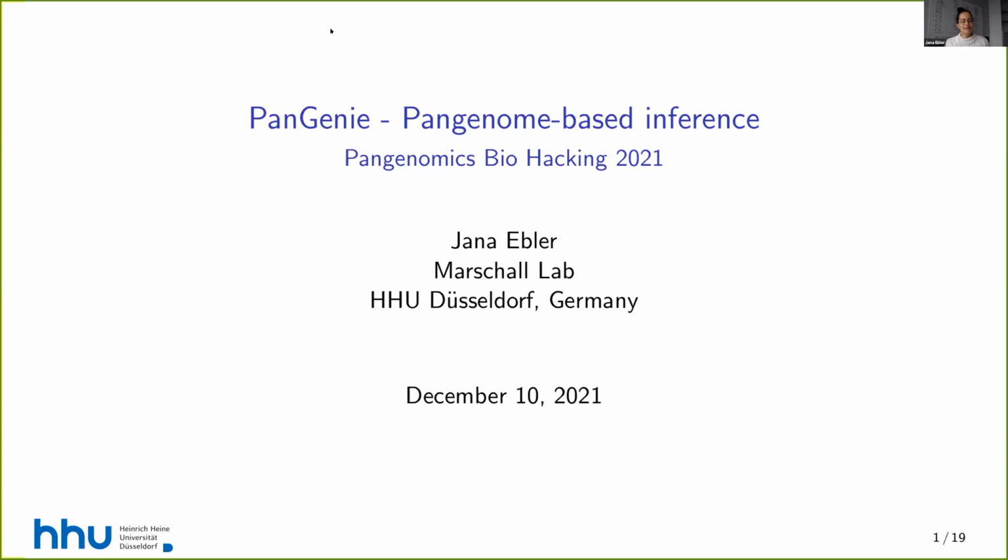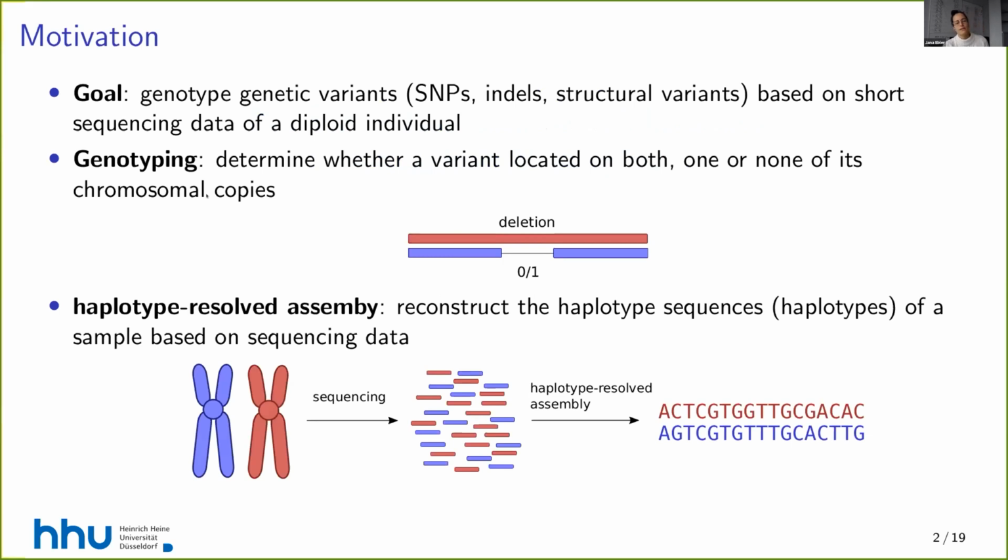Okay, yeah, thank you. So the topic of my talk is PanGenie. This is a tool that we recently developed for genotyping. And before I start introducing the tool itself, I first explain some basic terms and definitions that I will use in the following. First of all, the goal of this method is to genotype genetic variants, and this can be SNPs, structural variants and so on, based on short-read sequencing data of a diploid individual. And by genotyping, I mean that we want to determine whether a variant is located on both chromosomal copies of a sample, on only one of them, or whether it's not present in a sample.